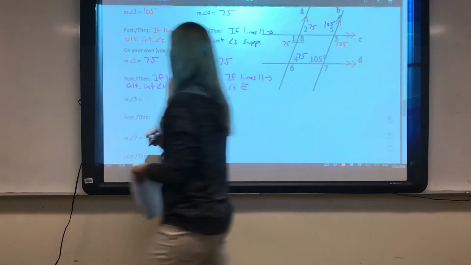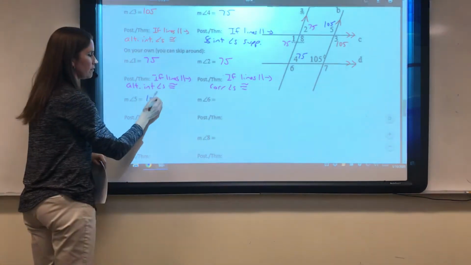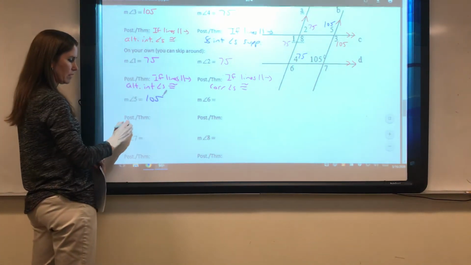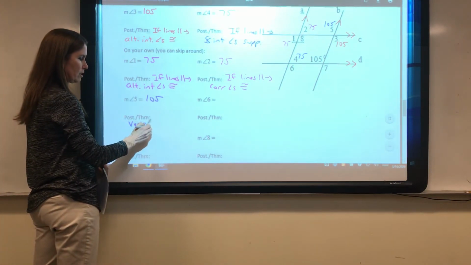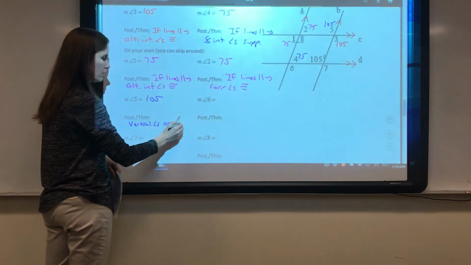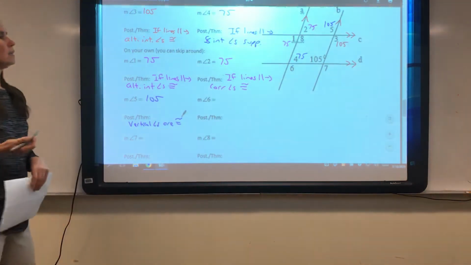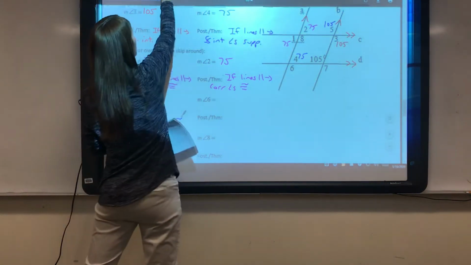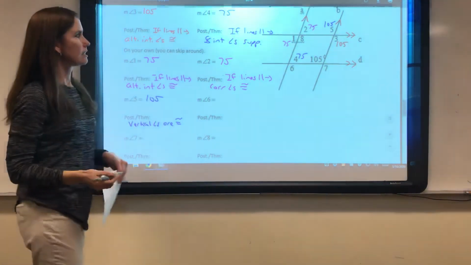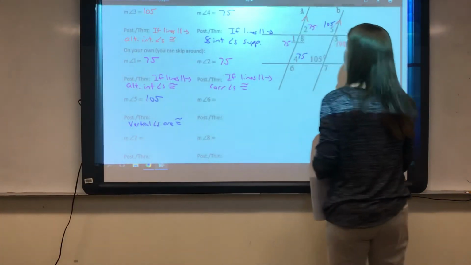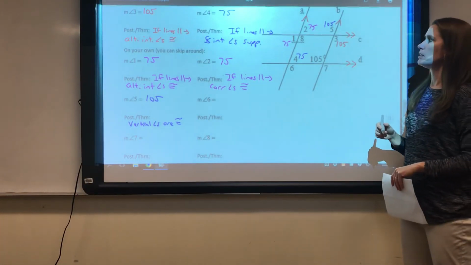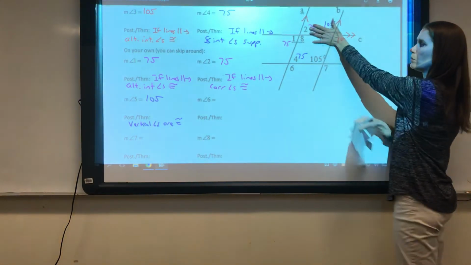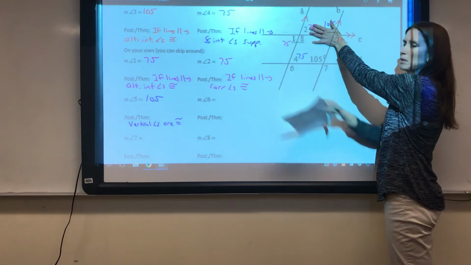So I know that angle 5 is 105. And for my reason, it's a little different than the reasons we're doing here. We can just say vertical angles are congruent. Okay, from there, let's see, it's asking for angle 6. So again, different ways that I could do this. The first one I could do is these are alternate interior angles, so they must be congruent.